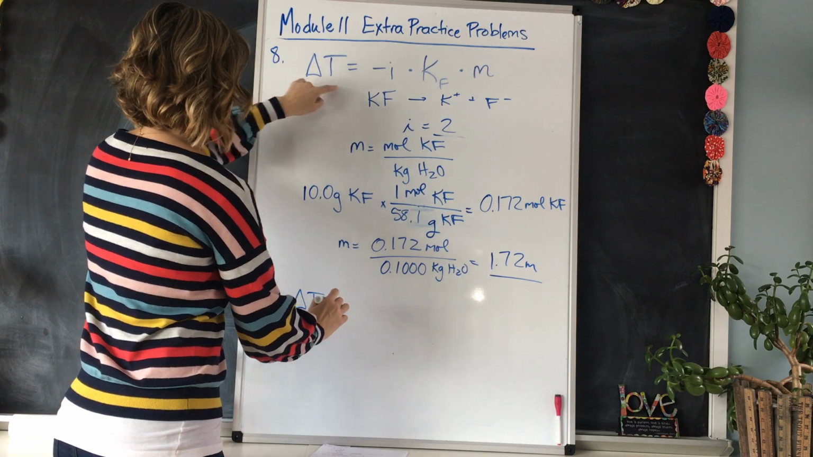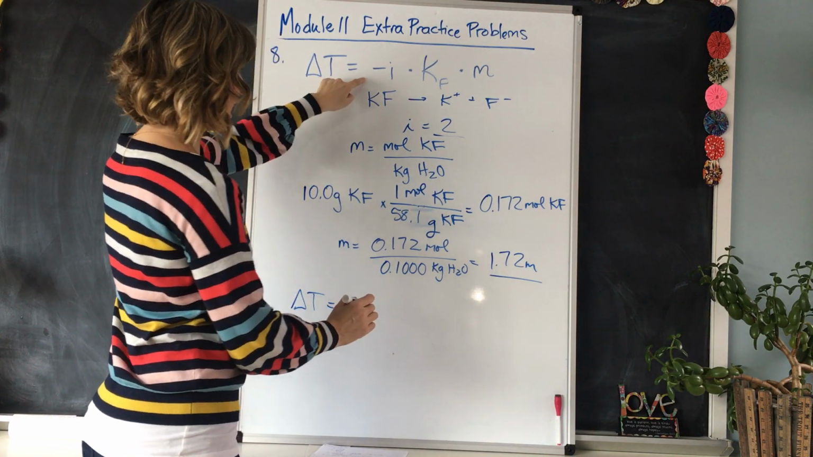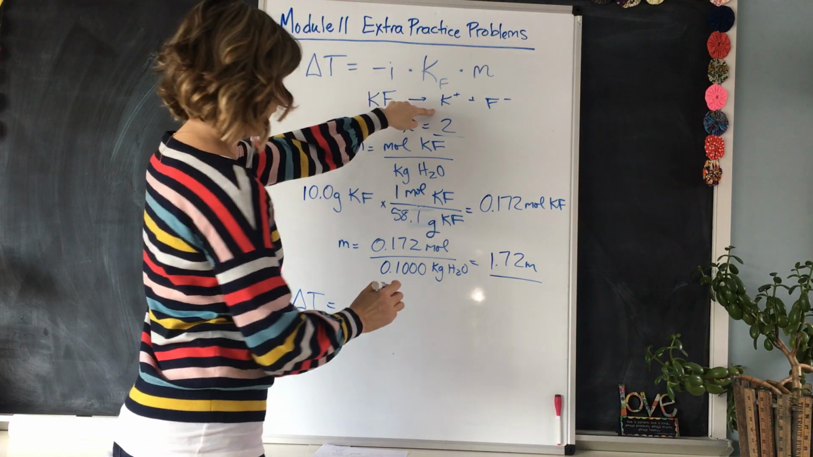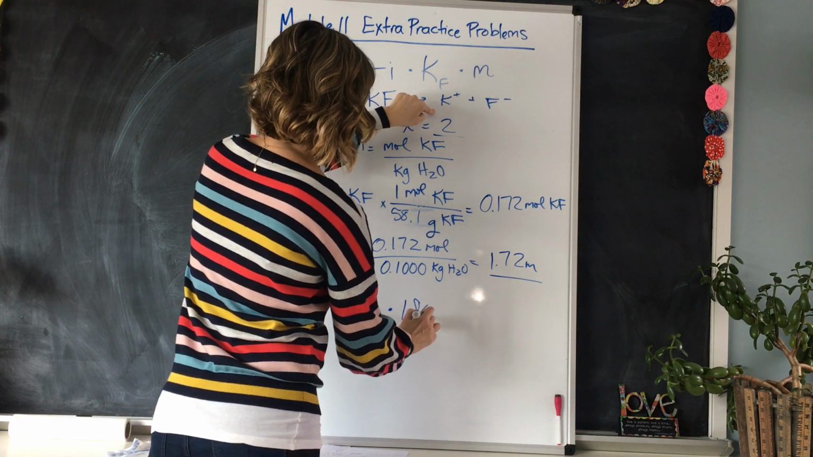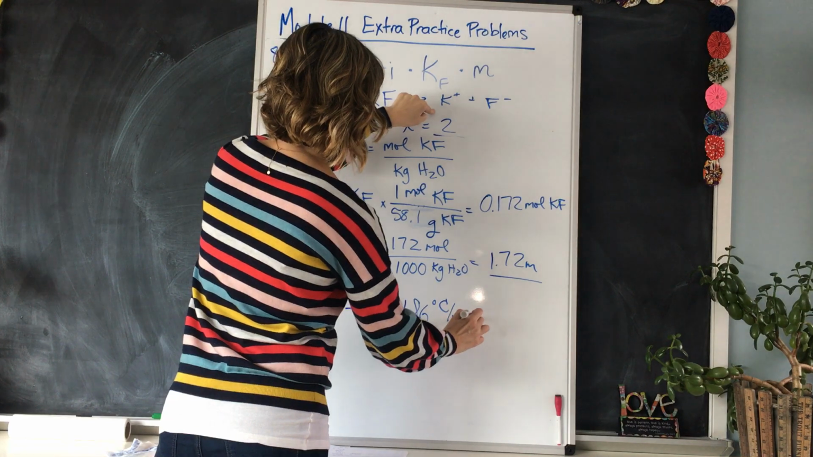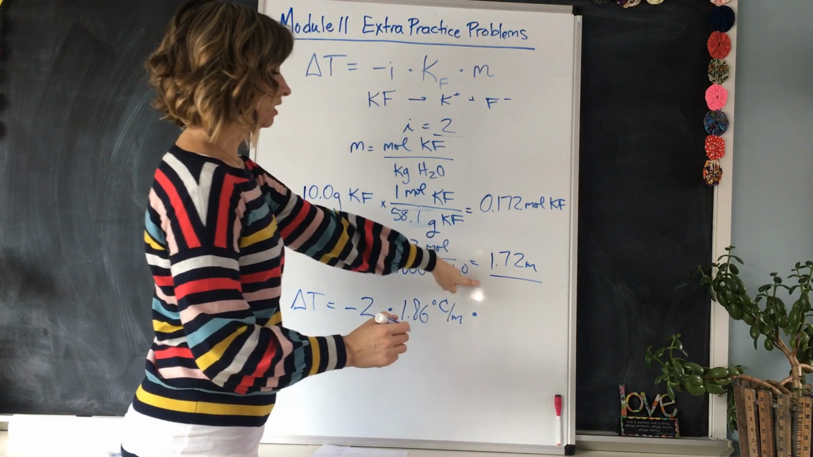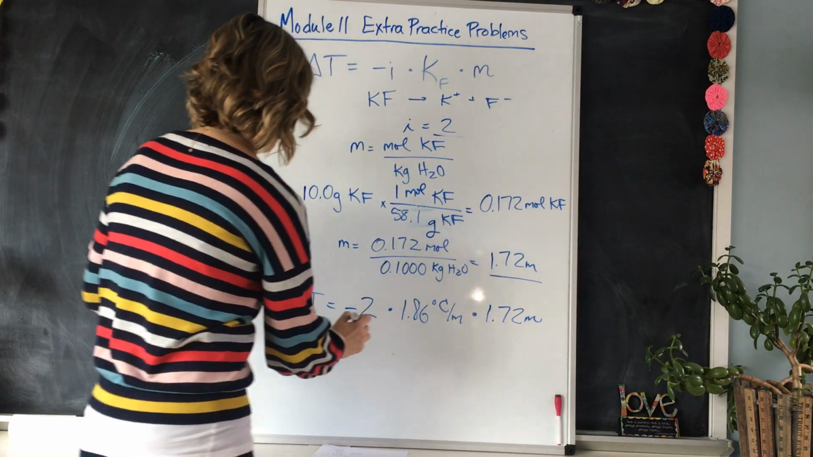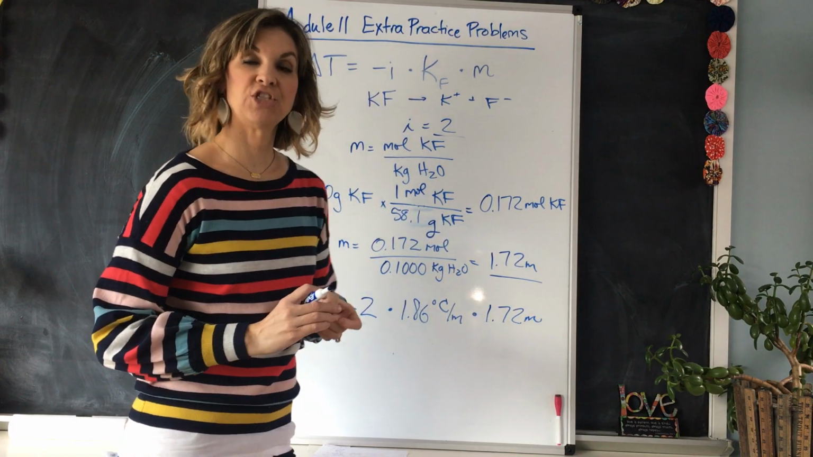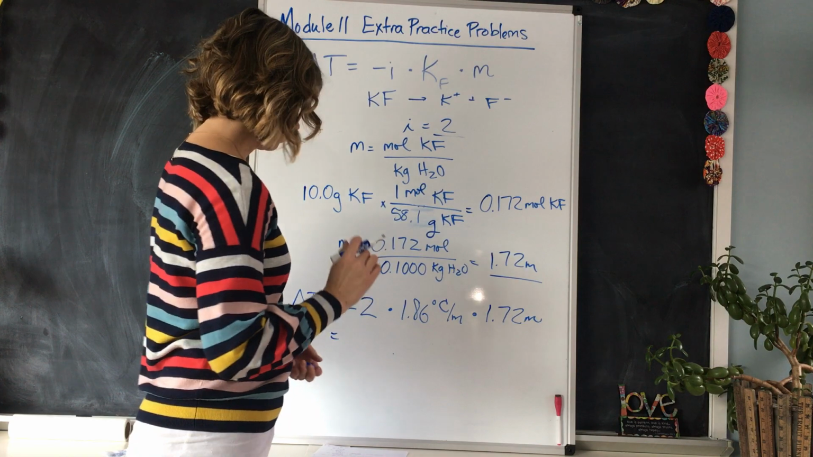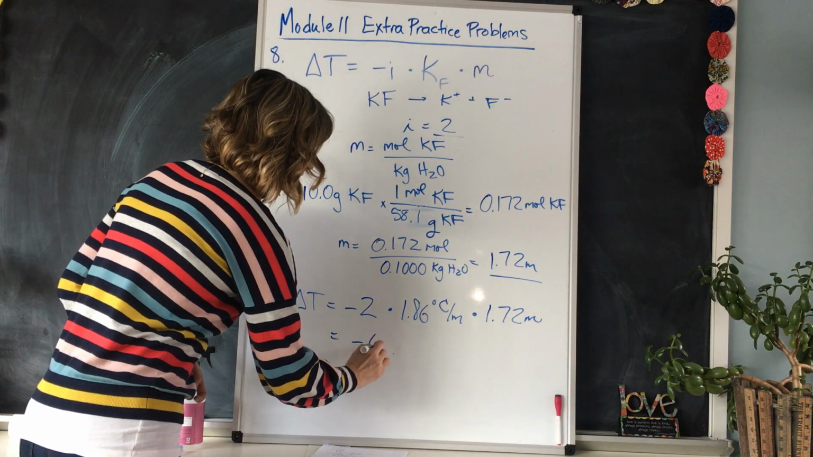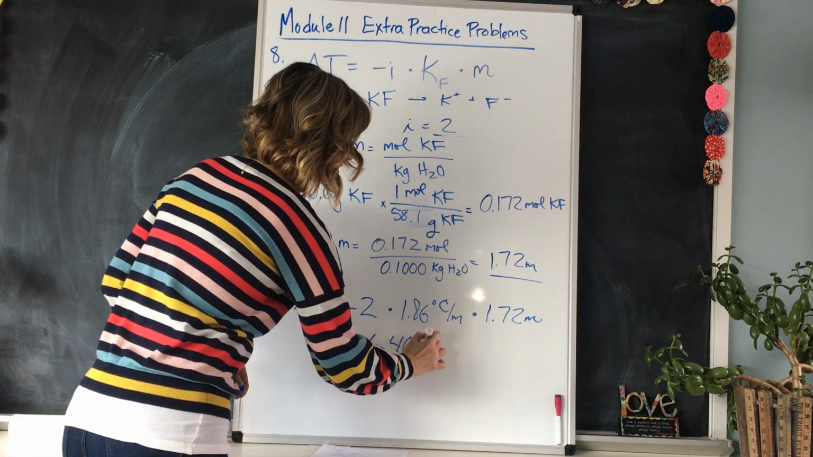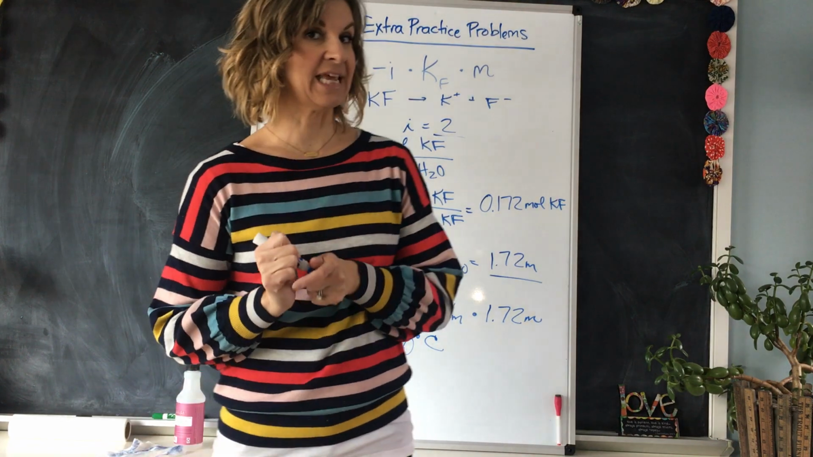Okay, so now we're going to plug all of these values into our equation. Delta T equals negative I, which is negative 2, times Kf, which is 1.86 degrees Celsius per molality, times the molality, which is 1.72 molality. If you put that into your calculator, you will get negative 6.40 degrees Celsius. Now, is that the answer?